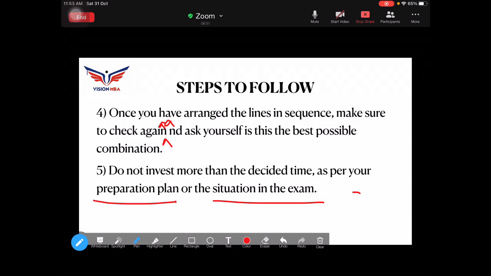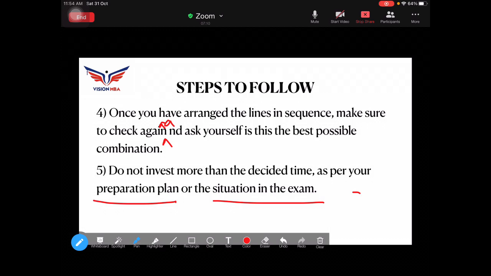Do not panic. If you are getting the answer, good. If not, do not invest more time, because you have to save time for questions where you can get the right answer. The simple way is just to scan through the page in the examination. I will be telling you how to do that. I will be making a video on that as well.